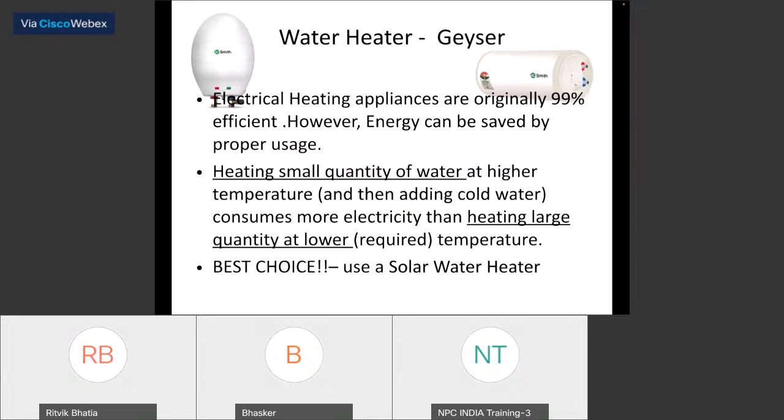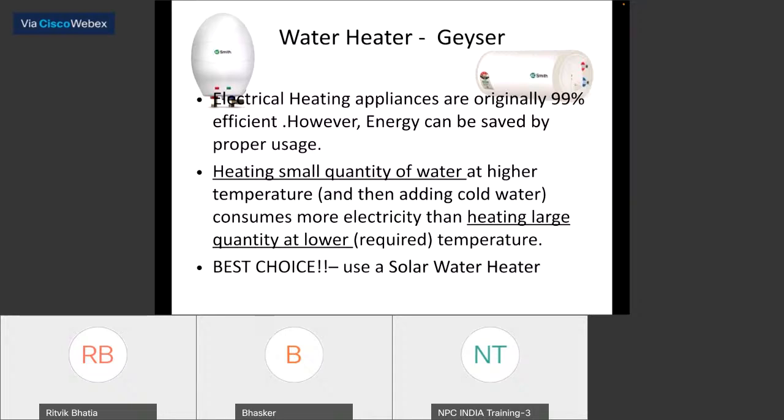So what you have to do is just increase the tap size, and whatever water you get at the required temperature will save you a lot of energy, because the geyser in our houses is the costliest equipment as far as consumption is concerned, and it comes with 3 kilowatt, 2 kilowatt consumption. So please see that, rather than heating a small quantity of water at high temperature, it is better to heat a large quantity of water at a lower temperature.